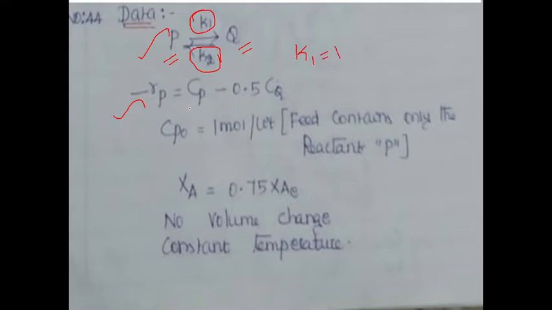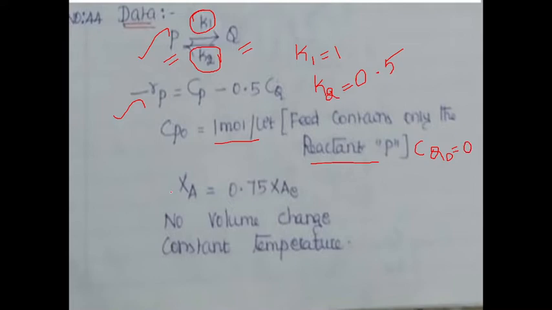So 1 into Cp. And what about K2 here? K2 is equal to 0.5. What about Cp naught? Cp naught here is 1 mole per liter, because the feed contains only the reactant P. And what about Cq naught? Cq naught value we should take as 0, because the feed contains only the reactant P.